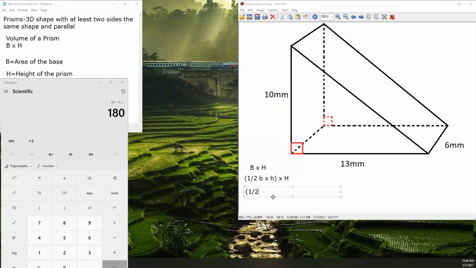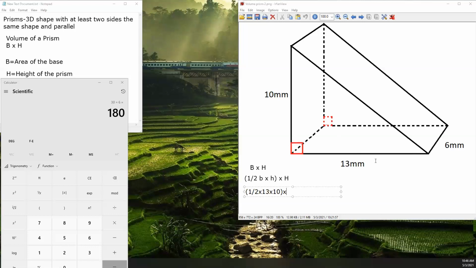We can just plug in 1/2 of 13. Ooh, that looks crazy. 1/2, I'll put a times there because it looks bad, and a space because it looks really bad. 13 times 1/2, 13 times 10. Times, and then we need the height of the prism. Now, the height of the prism is not always the line you see going straight down, right? The height of the prism is essentially the distance between your two parallel bases.